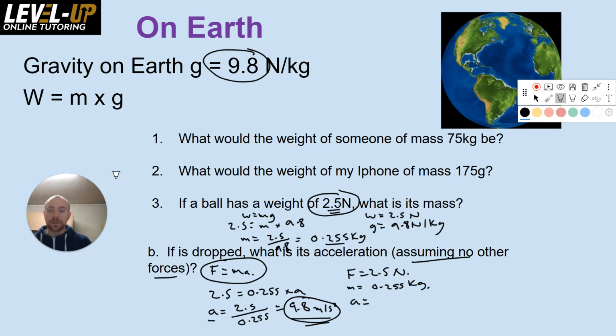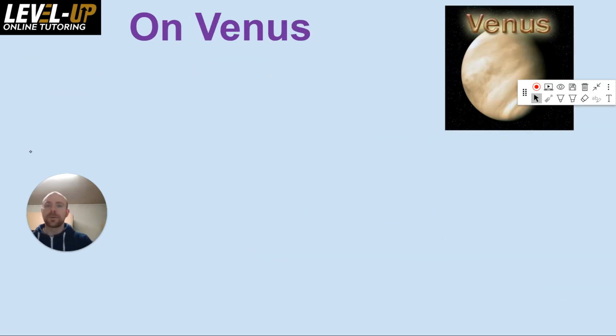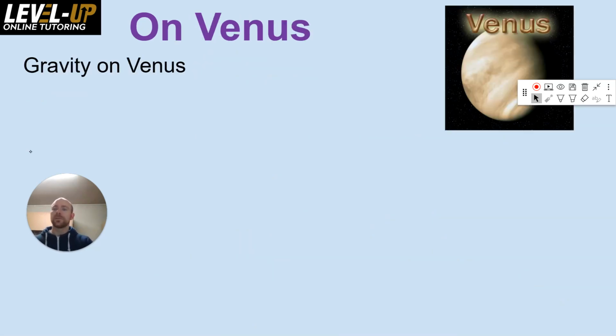And so we can apply these rules and we can say that g can be either 9.8 newtons per kilogram or 9.8 meters per second squared. It doesn't matter what mass you use or what force you use, you're going to get this value of 9.8 meters per second squared.